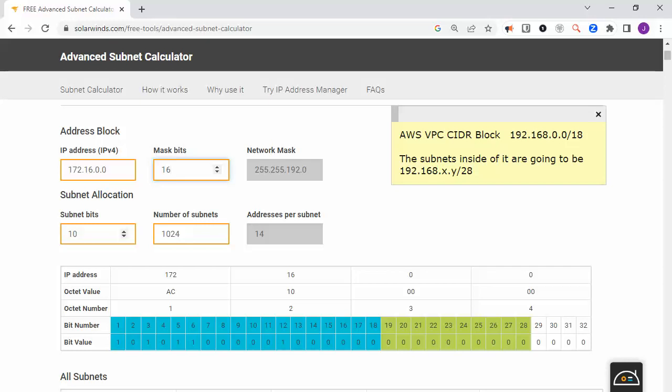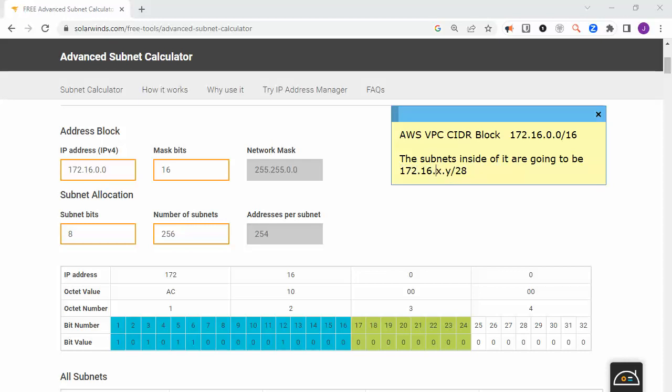And then the number of bits that our subnet is going to have is going to be 8, because as I mentioned before, let me write it down here. So we have 172.16.0.0, and then this is slash 16. So now in this particular situation, you're going to have 172.16, and then we're going to have a /24. This is the normal way in which we create subnets in AWS.